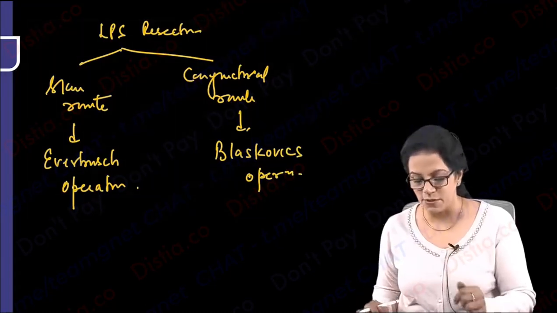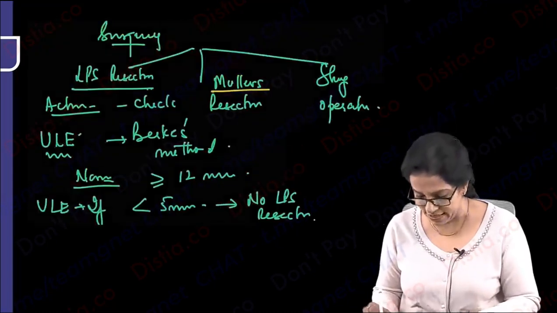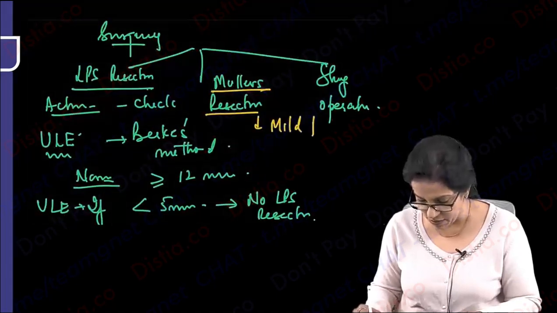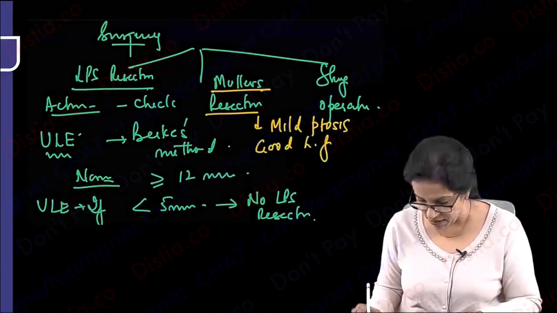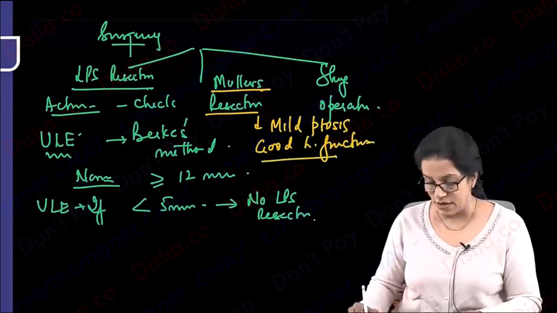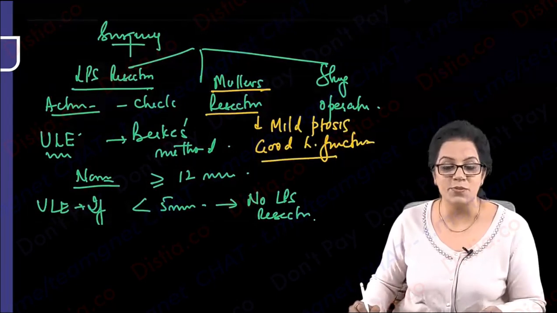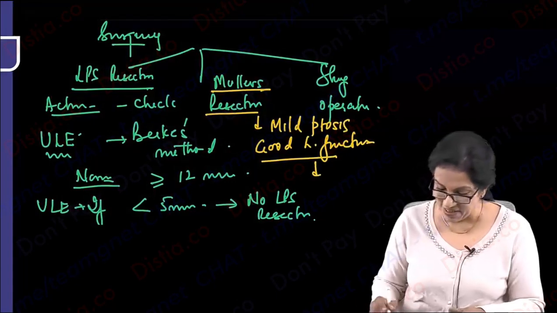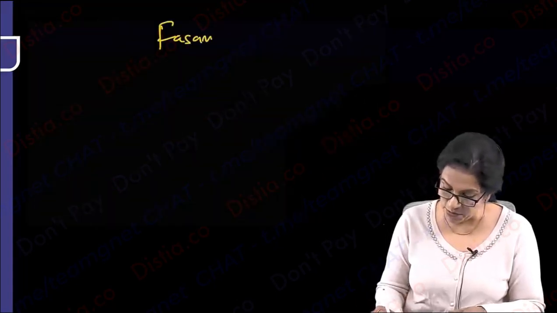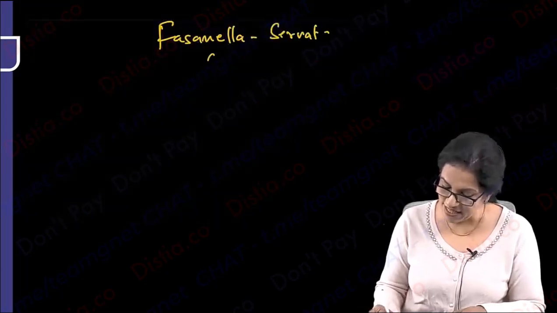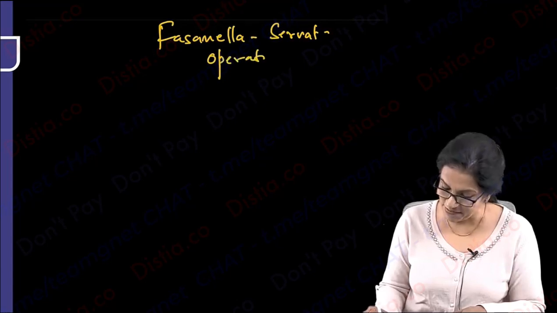Now coming to the next modality. What is that? Muller's resection. This I told you you will do when there is mild ptosis and good levator function. You feel there is no problem with levator function. The main indication is Horner's syndrome. In that case, I am going to do the Muller resection, which is called Fasanella-Servat operation. Nice name. I like the name. It's very musical.